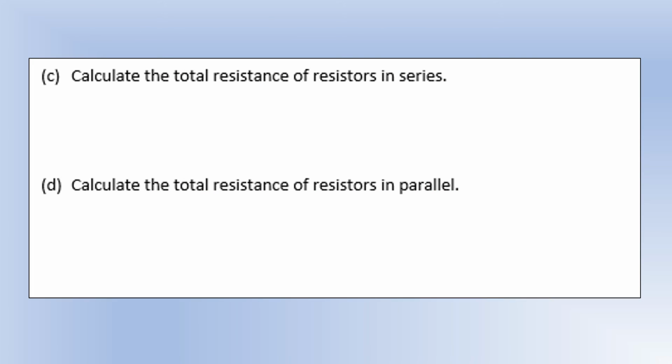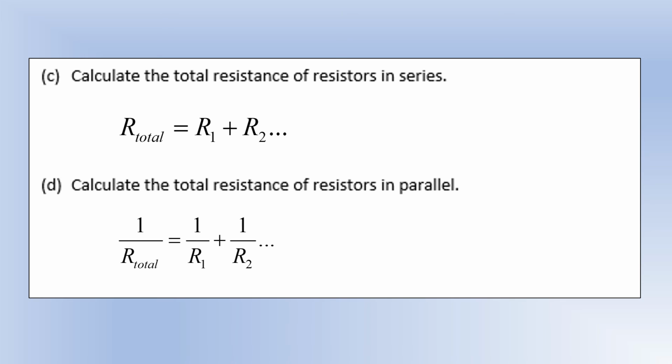Okay, so now we're going to look at how we can combine big circuits together to make them simpler to model. So if you've got components in series, they're really easy. You can just add the resistances together to find the total resistance. Parallel is still fairly straightforward. We're just using a reciprocal rule to find the total resistance of components in parallel. But the key is going to be recognizing when two components are in series and when they're in parallel.